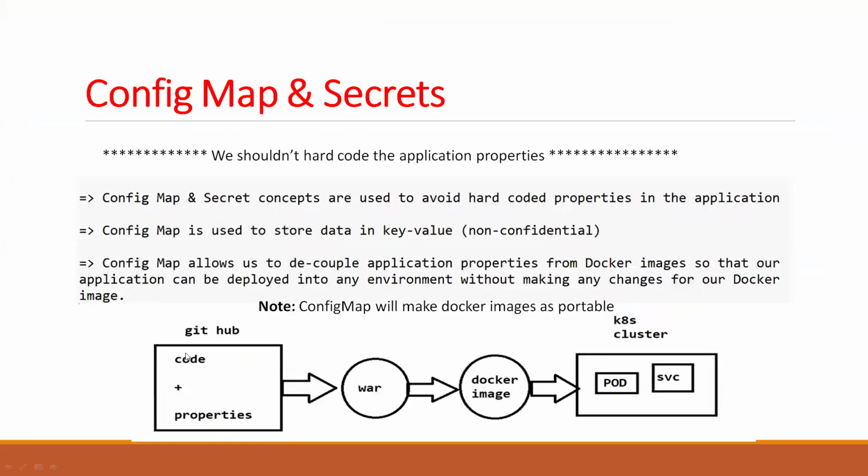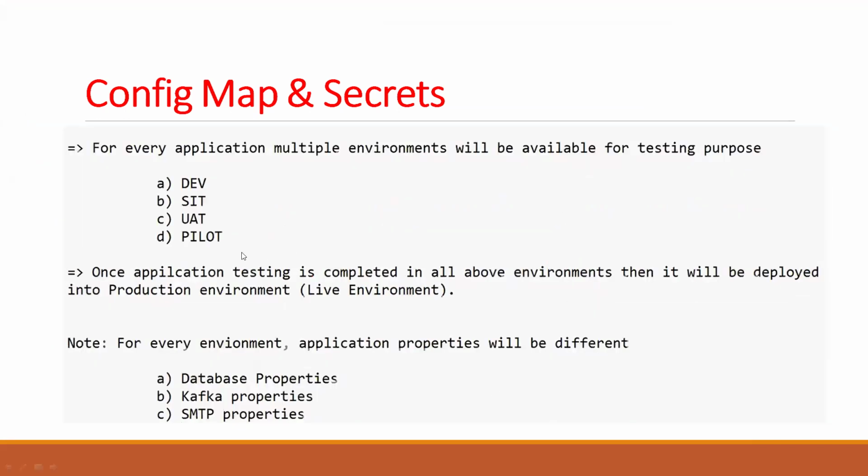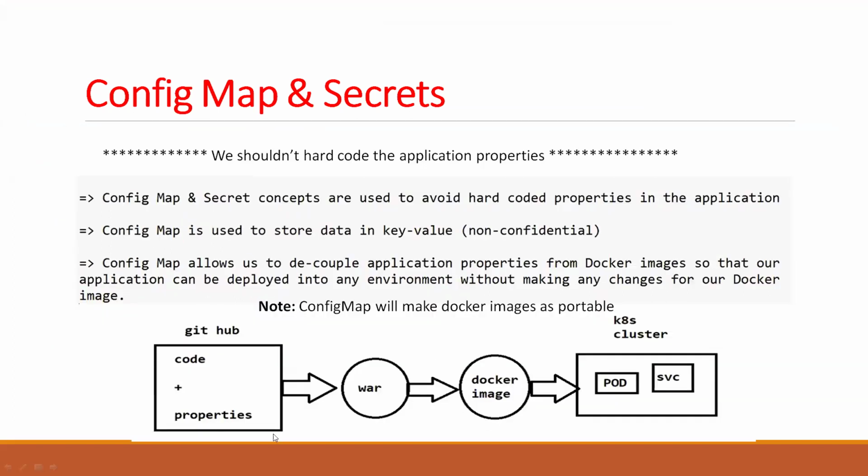For example, code and the properties, and then we create the WAR, and in the Docker image we provide the WAR file. Then from the Docker image we will run the Docker pod, right? Product services. So this Docker image is for the SIT environment. It will not work for the dev environment. This is the dev environment Docker file.